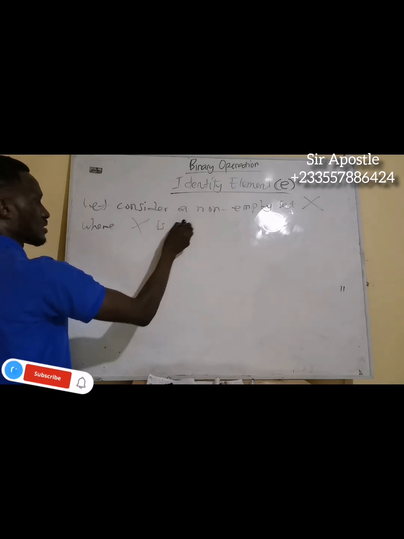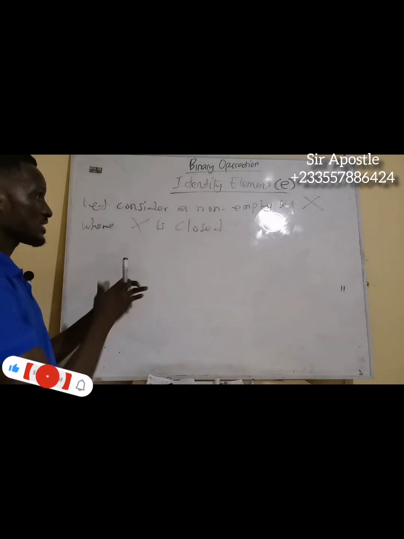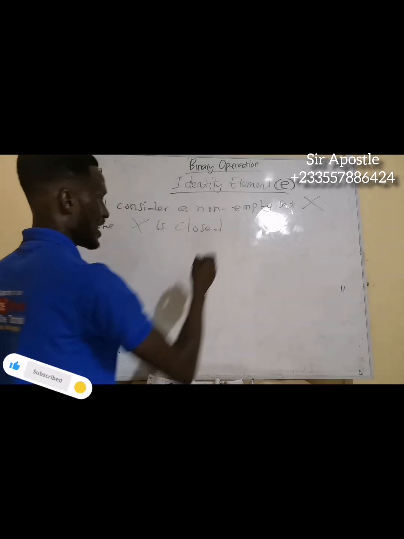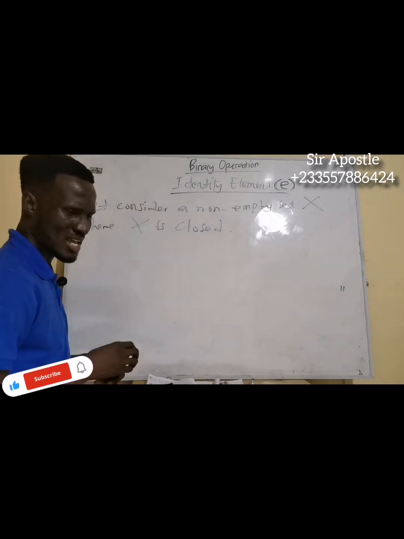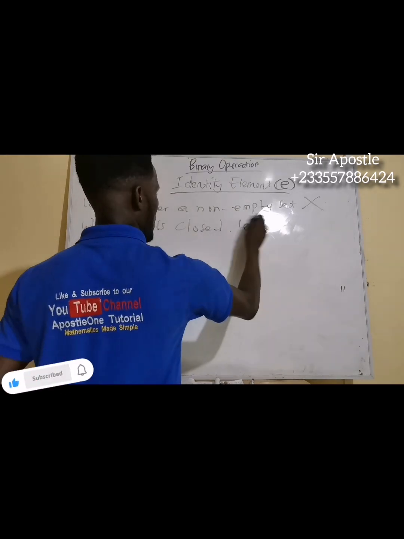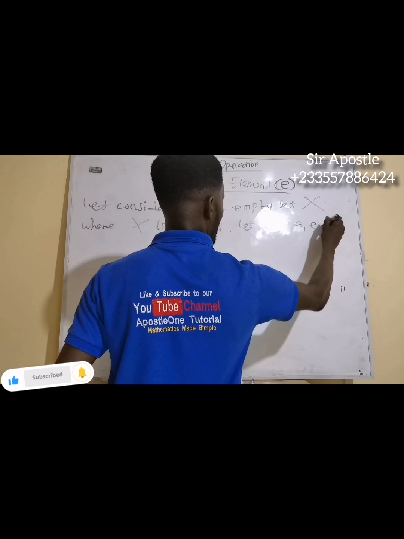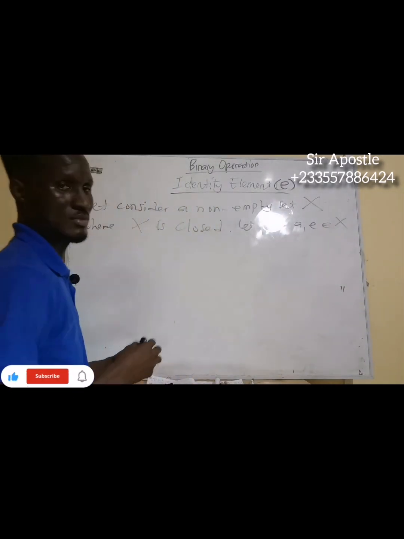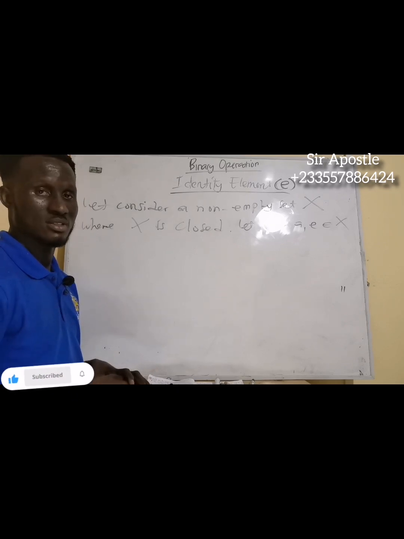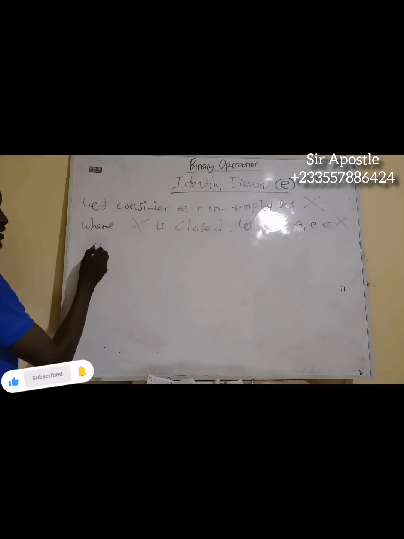Now, I'm considering a situation where X is closed, which means that anything we're going to talk about belongs to X. Now, let me consider other elements that belong to the same set: A and E, which belong to the same set X. They are all members of the set X. You understand? Yes.